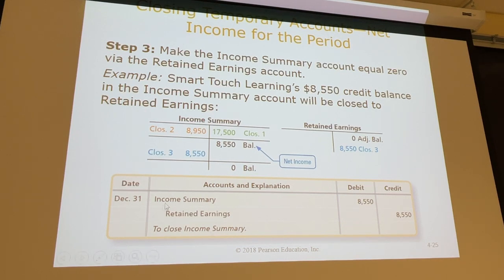So in our journal entry, we debit income summary $8,550. The other side of this journal entry is automatically retained earnings, credit $8,550. So retained earnings goes up with the credit. So this in fact increases our retained earnings by the amount of net income that we had during the period.